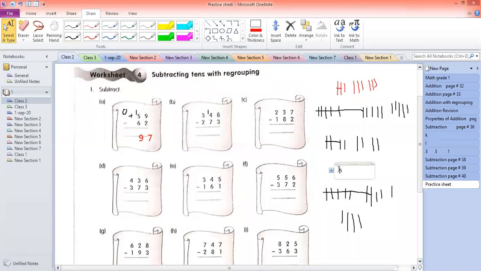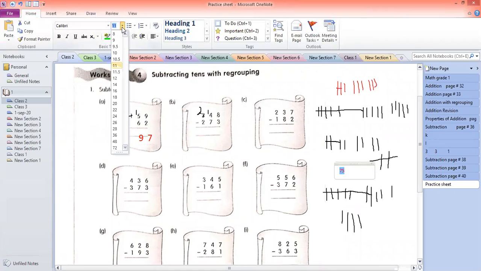Now, this is not 3 now. This is 2, because we regrouped it. 2 minus 2 is equals to? Check here. I draw 2 lines and I cut 2 lines. 2 minus 2 is equals to 0, so I don't need to write it. So the answer here is 75. Very good. 75 is the answer.